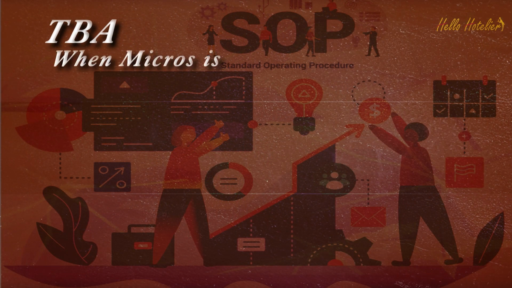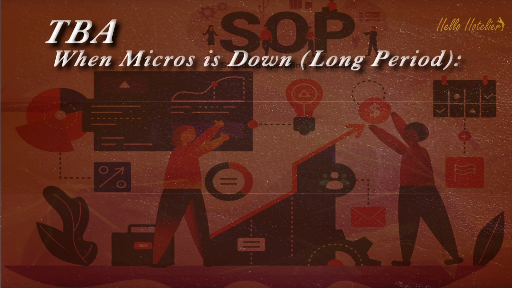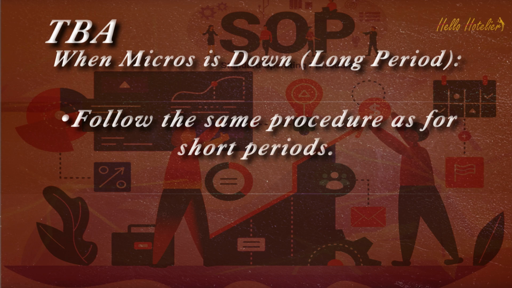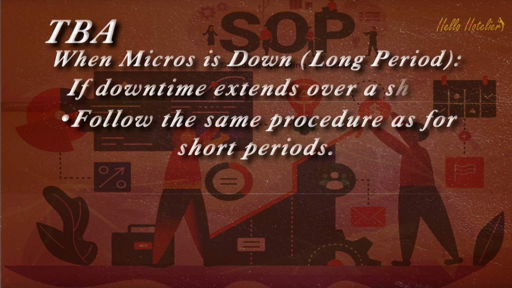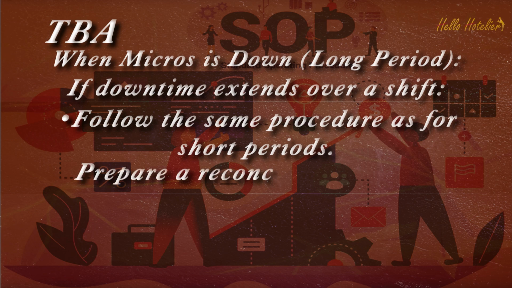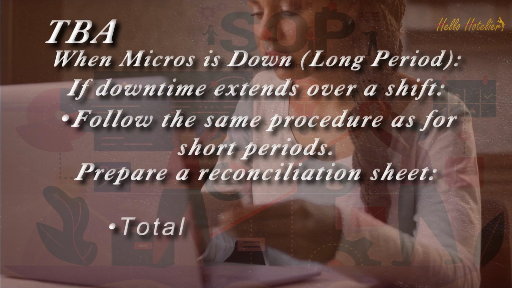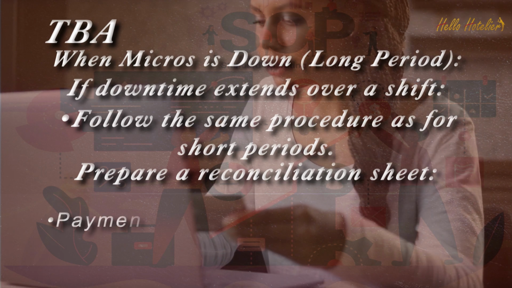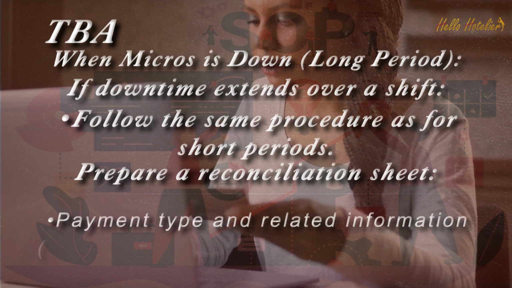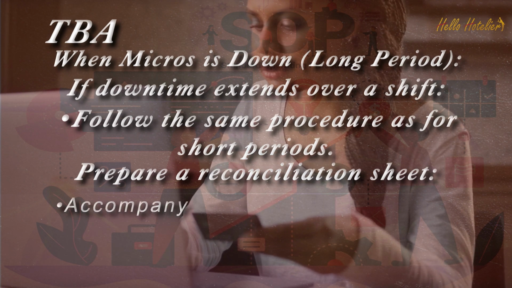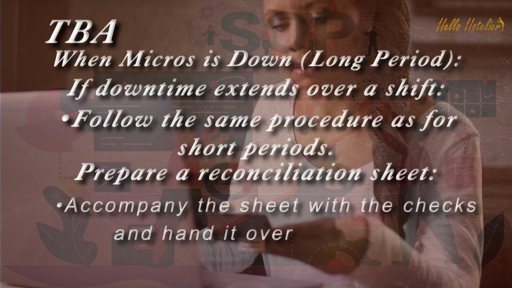When Micros is down, long period. Follow the same procedure as for short periods. If downtime extends over a shift, prepare a reconciliation sheet. Check number, copy from Excel to the check. Total check amount. Payment type and related information, credit card number, room number, etc. Accompany the sheet with the checks and hand it over to the next shift or night audit.